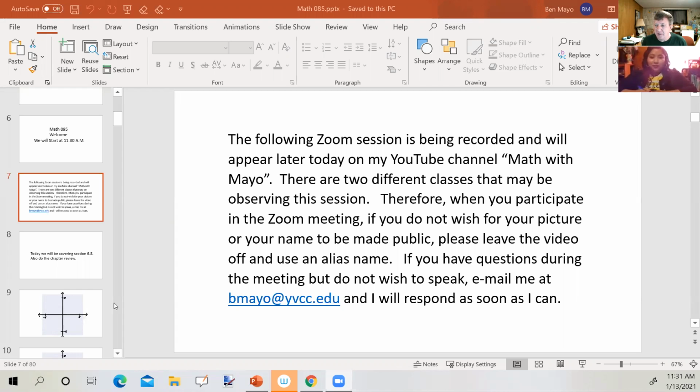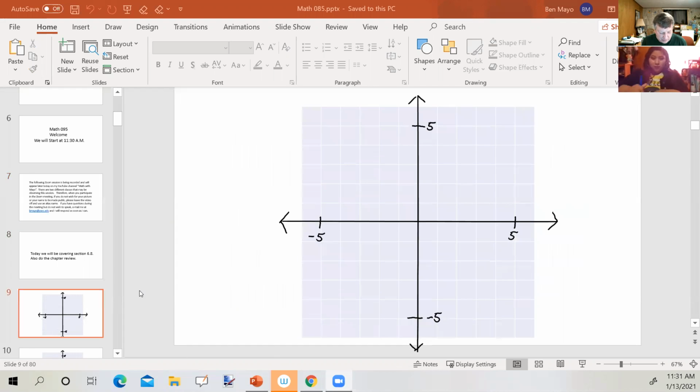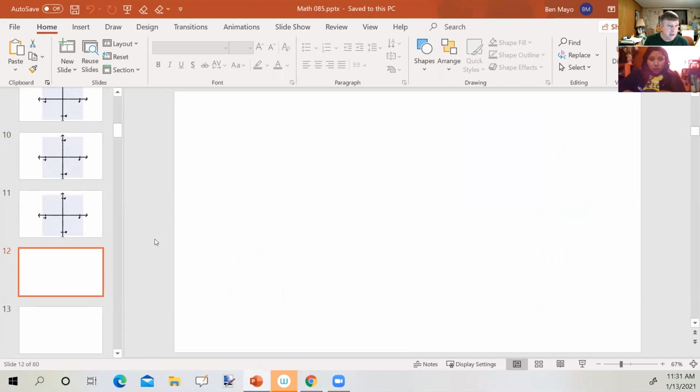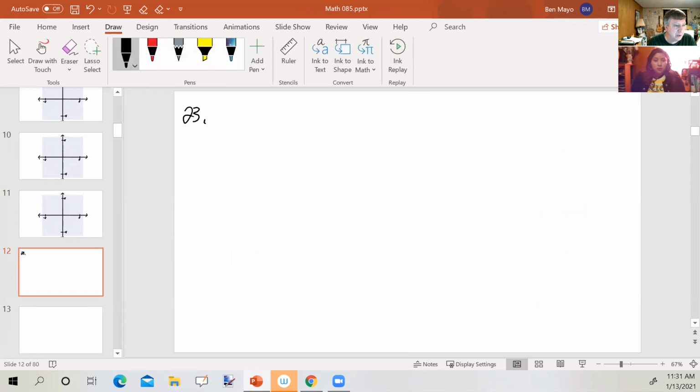Okay, so we've got some questions that were requested this morning, so I'm going to start with those. These are from yesterday's homework. They involve solving equations. The first one, and again, your problems may be different than these, but similar, is number 23.